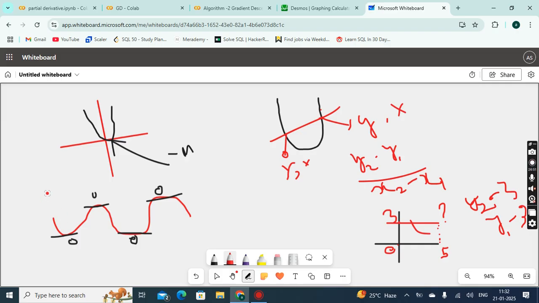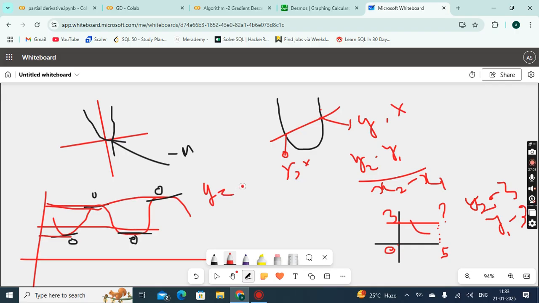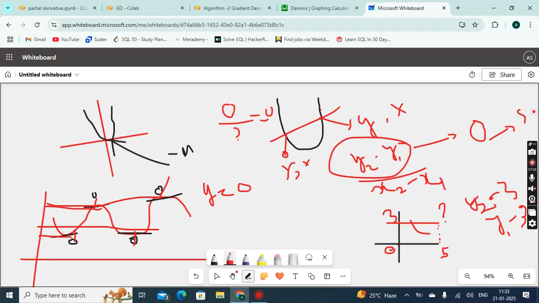So if you just draw a chart here, can't I say that this point and this point are those points where the difference in y will be 0, and we know anything divided by 0 is... anything by 0 is obviously 0. So basically in those points, like this point, this point, this point and this point, my y2 minus y1 tends to 0, and thus my slope tends to 0.